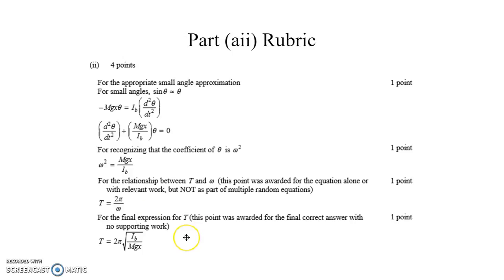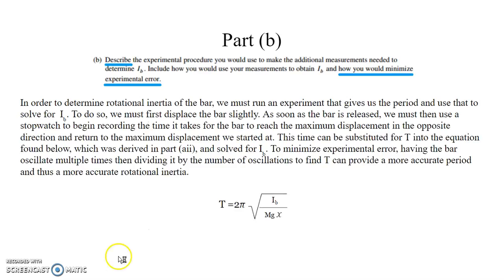And then finally, to get T, we plugged in omega, and that gave us the last point, which, as you can see, their equation is identical to ours. So now part B. Describe the experimental procedure you would use to make the additional measurements needed to determine IB.